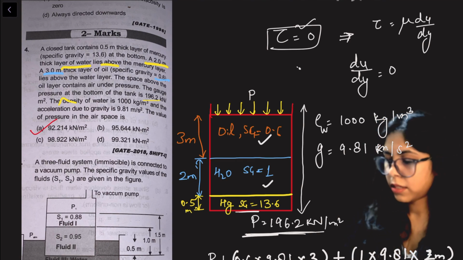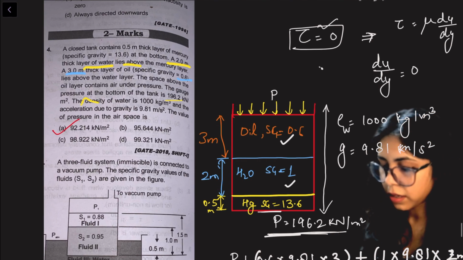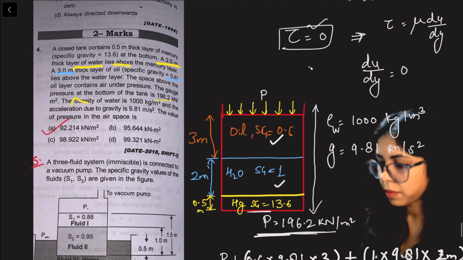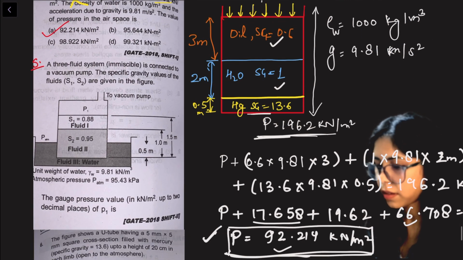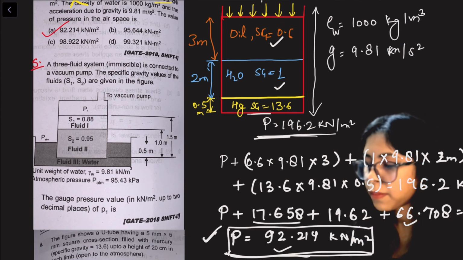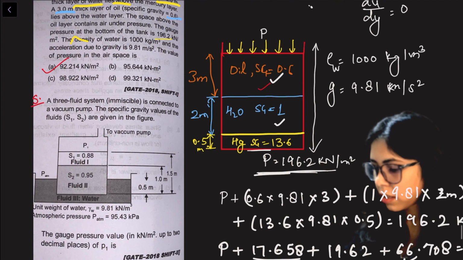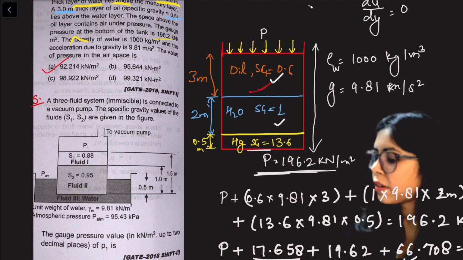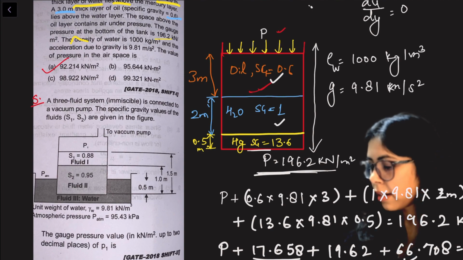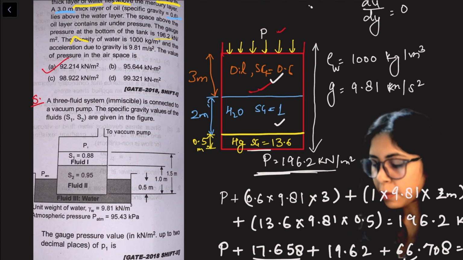Okay, so let's do question number 5 here. Question number 5 is: a 3 fluid system, immiscible, is connected to a vacuum pump. There is a 3 fluid system just like the previous one. Only difference is, there it was air, that means atmosphere, but here it is connected to a vacuum pump. And the specific gravity values of the fluids S1 and S2 are given.